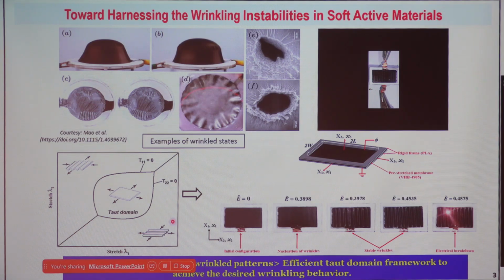Getting my point? Yesterday, he started with the energy relaxation part. There you have seen lambda 1, lambda 2. So if one of them is negative, the wrinkle will develop.